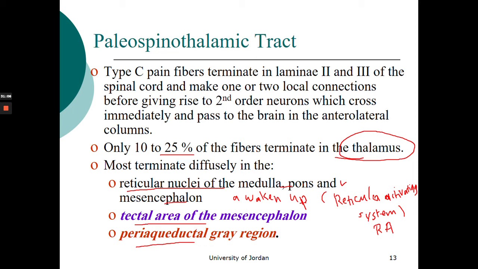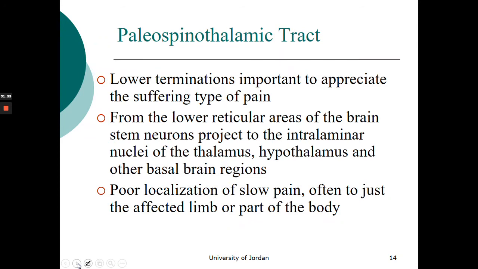The ones that go to the pretectal area of the midbrain and periaqueductal gray, these two areas are important for activation of the analgesia system, or descending analgesia system. Various hypothalamic tracts, lower termination, are important to appreciate the suffering type of pain.